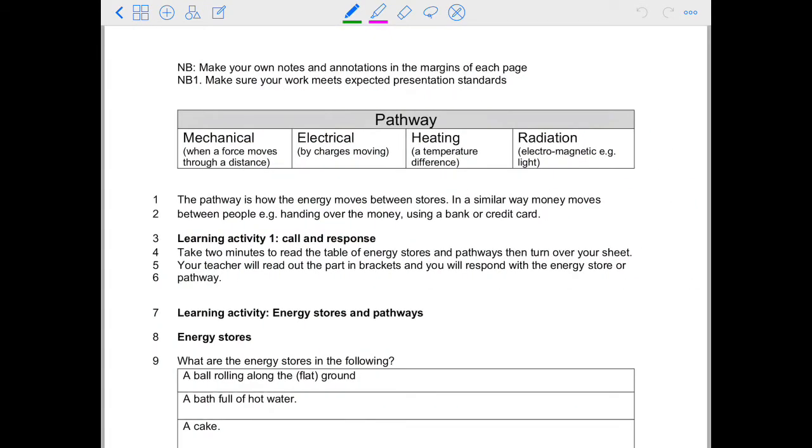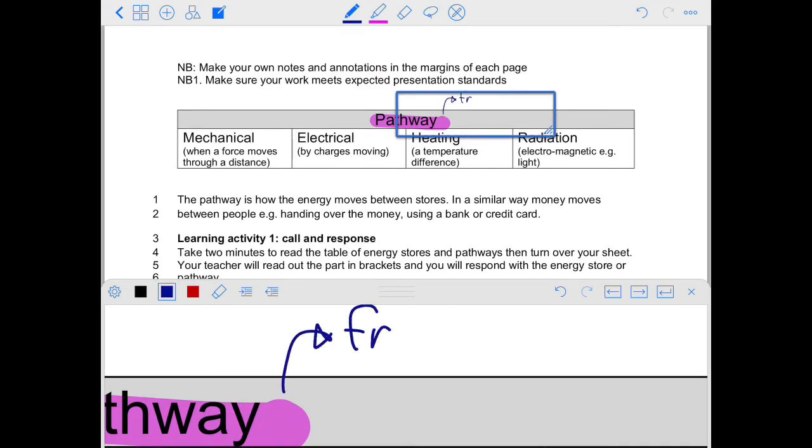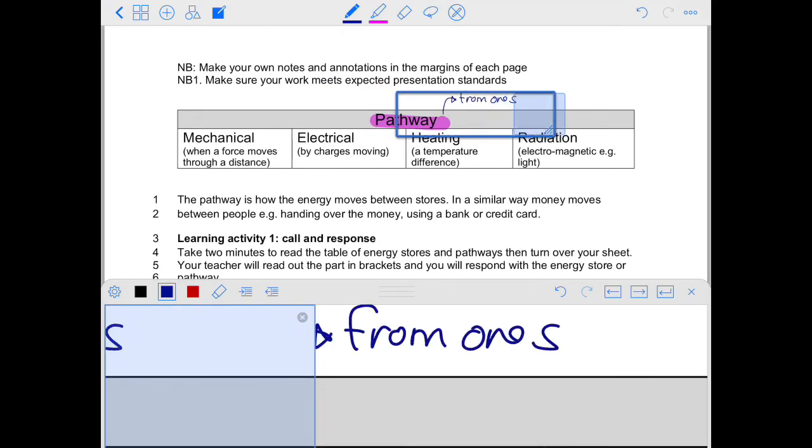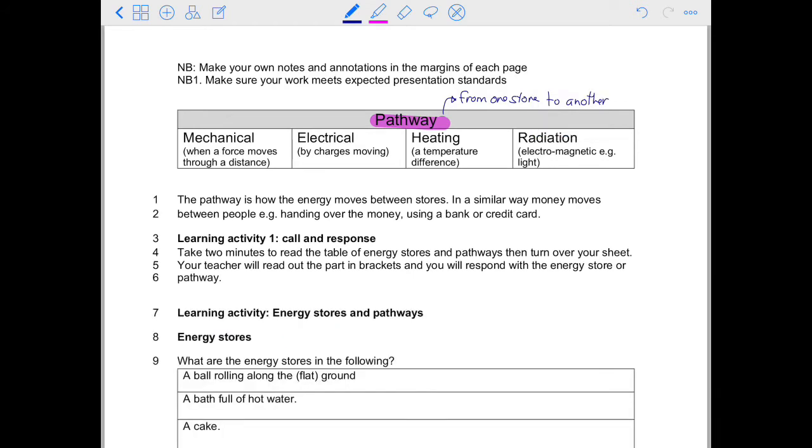So, between the stores, we need a way to get them from one store to the next store. So those are our energy pathways. So our pathway is from one store to another. Because remember, our law of conservation of energy states that energy can only move from one store to another. It can't just disappear and it can't just be created. So we need ways for it to do that. So the pathway is how the energy moves between stores.